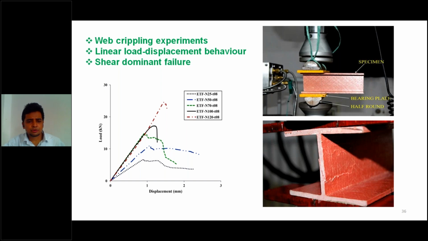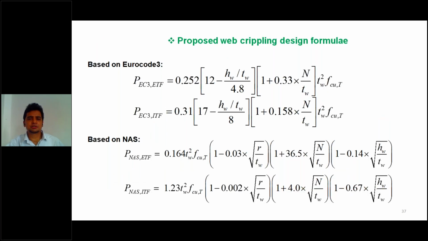We can see the load displacement behaviors are mainly linear elastic. Some ductility is seen, but the failure point is mainly the web flange junction failure. After that, we should not actually consider the strength it is giving. These are some proposed equations which were published in the journal I have shown.